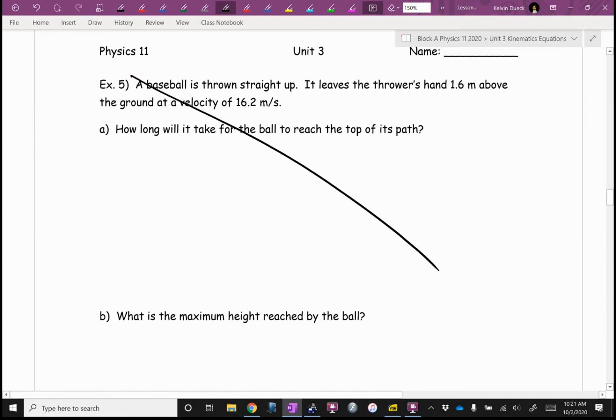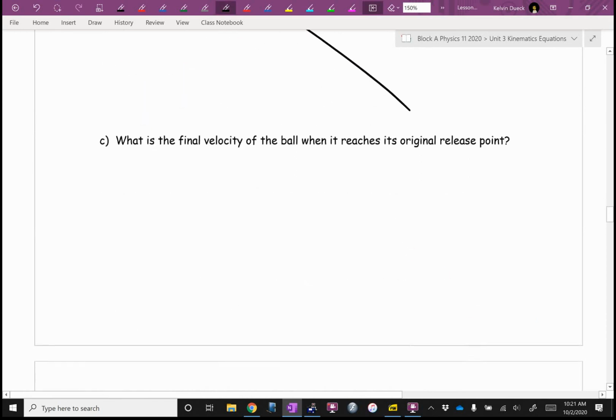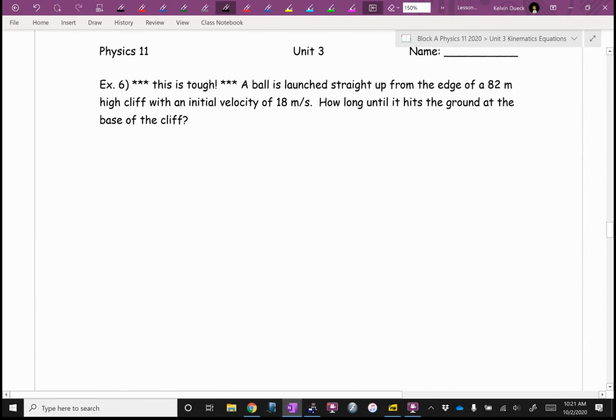I don't like example 5. I keep forgetting to delete it. Why? I like example 6. This is tough. This is physics 12 easy, physics 11 tricky. And you'll see why in just a second. I'll pick on George. A ball is launched straight up from the edge of an 82-meter high cliff with an initial velocity of 18 meters per second. How long until it hits the ground at the base of the cliff? What's this question asking me to find? Yes.